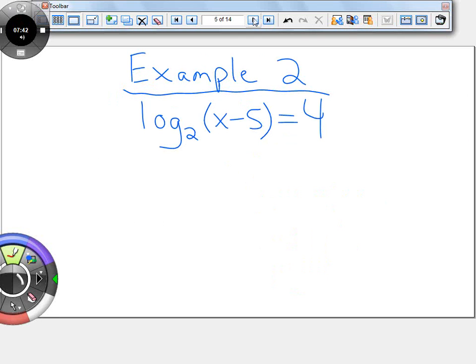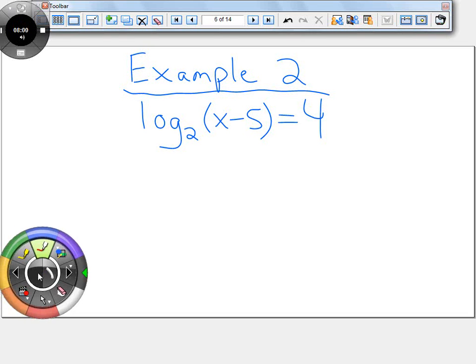All right. Example 2. This one's a little different. We're not going to be setting anything equal because there's not really anything on the right-hand side that has a log. So what you'll do sometimes when you solve log equations is change it from logarithmic form to exponential form. Notice this is logarithmic form, so we're going to change it to exponential form. So I'm just going to make a note, change to exponential form.